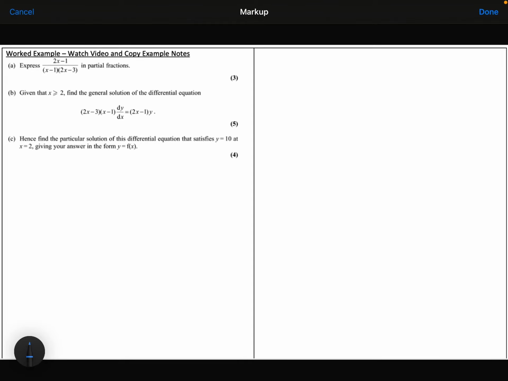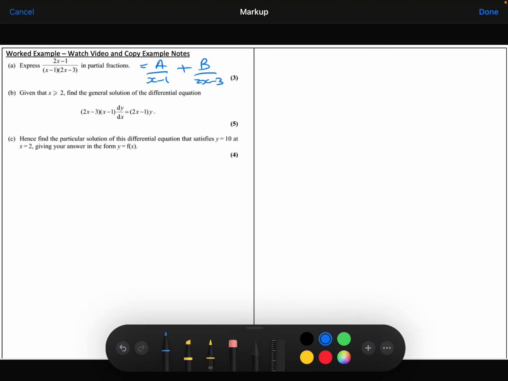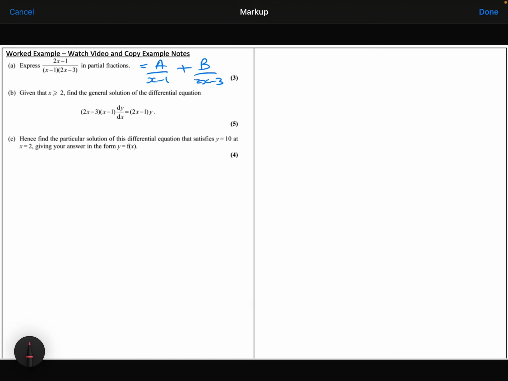Part A. Express (2x minus 1) over (x minus 1)(2x minus 3) in partial fractions. So I'm first going to write that as A over x minus 1 plus B over 2x minus 3. I'm then going to cross multiply to get a common denominator. So A gets multiplied by 2x minus 3, and the B gets multiplied by x minus 1. I can now take my numerator and make it equal to the 2x minus 1.